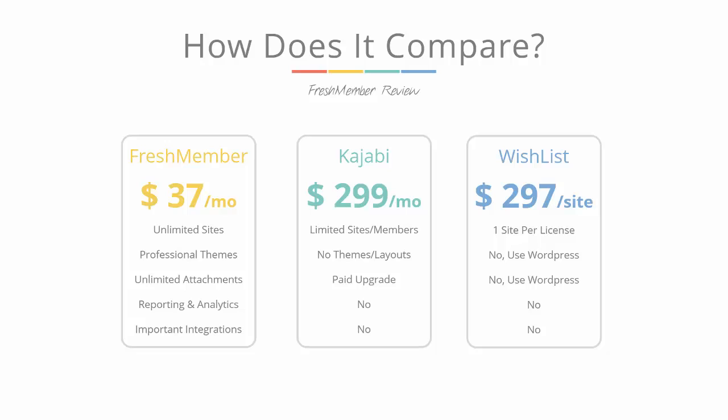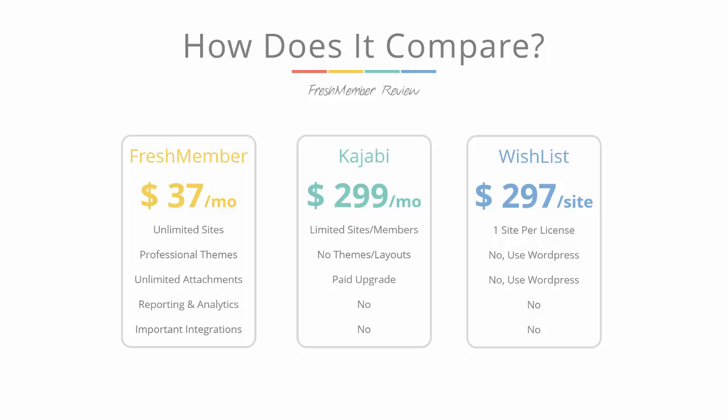Now there are a few main key features that I feel I should mention comparing all three of these. For one, FreshMember has unlimited websites and unlimited members. Kajabi has a limit on their websites and their members. And for Wishlist, it's just one site per license. So every time you want a new membership website, you will need to buy a new license.